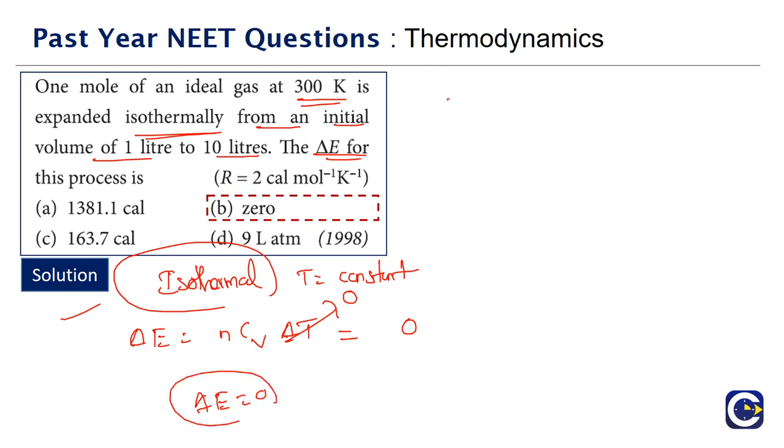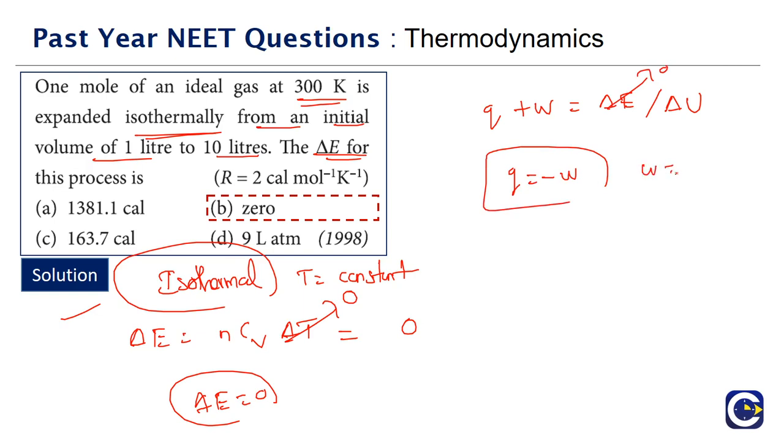Option B. For the isothermal process, what will be the first law modification? Normally the first law is Q plus W is equal to delta E. Sometimes we also use the symbol delta U. Both delta E and delta U represent the change in internal energy. So this is 0, which means Q will be equal to minus W, or W will be equal to minus Q. So this is what we have as the relation between Q and W for the isothermal process.